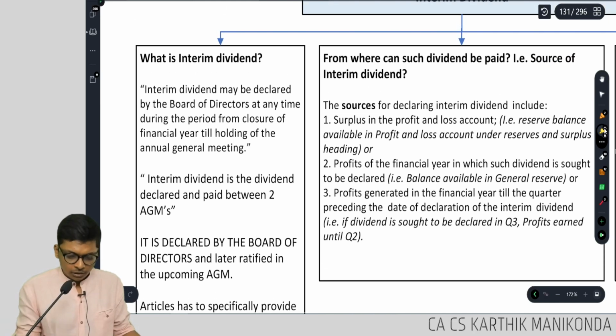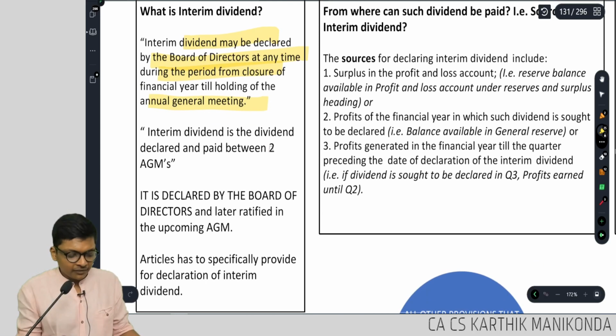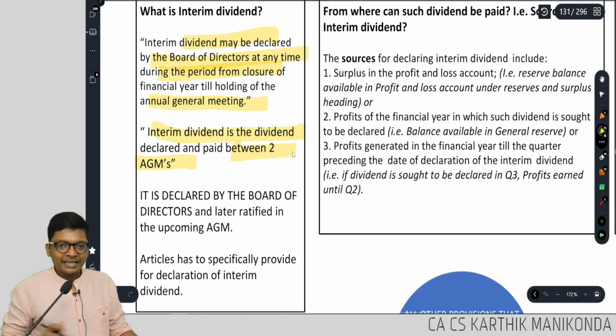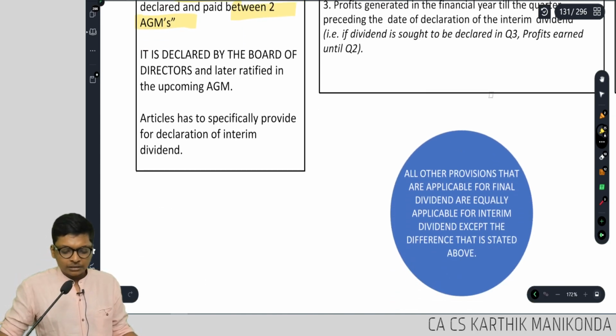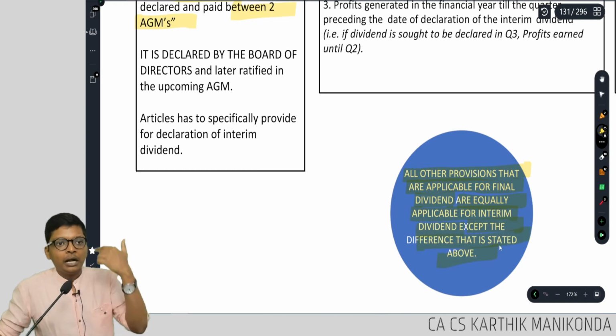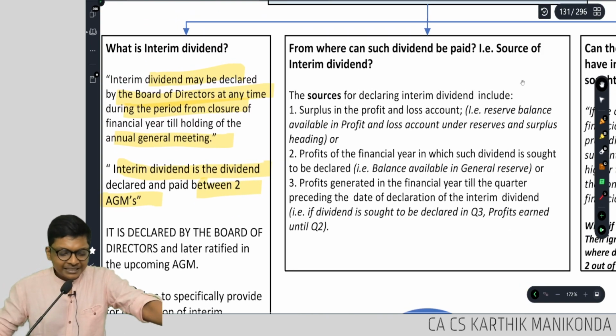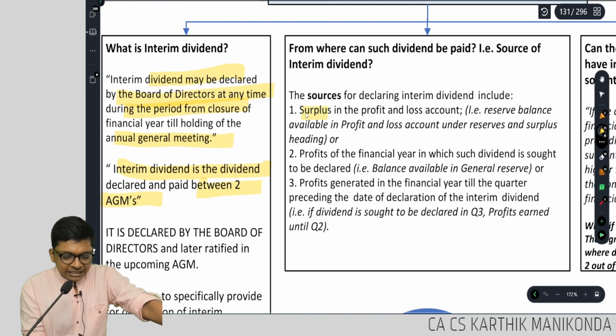So if you see here, what is interim dividend? Declared by the board anytime from the end of the year till holding the AGM. Or in other words, interim dividend is dividend declared between 2 AGMs. All other provisions that are applicable for final dividend are equally applicable for interim dividend, except the difference that is stated above. What is the source of declaring interim dividend? Same like that. You will choose current year profit, previous year.